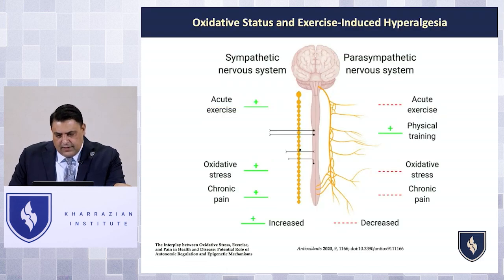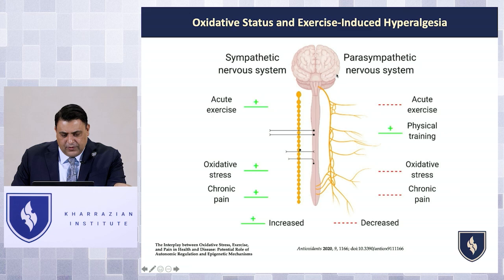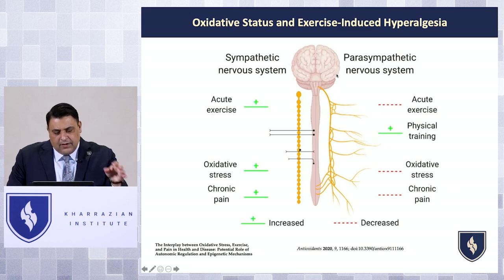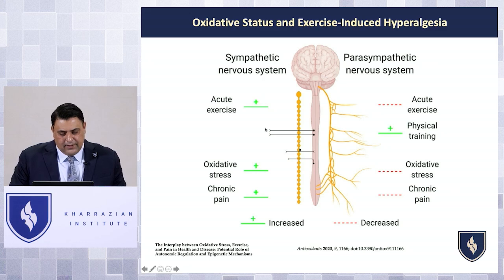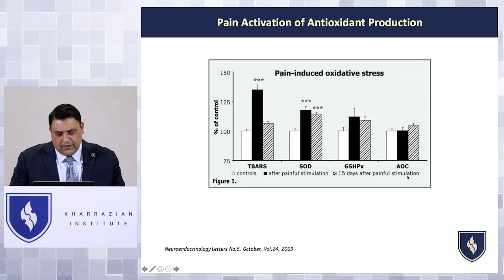And then in addition to antioxidants, they really show that exercise has impacts also on the autonomic nervous system. So when people have increased pain, increased oxidative stress, acute exercise can make them worse. But when people actually exercise, they get physical training that activates their parasympathetic system, and then their acute oxidative stress and patterns in the long term go down. So there is autonomic impact as well with exercise and free radicals.